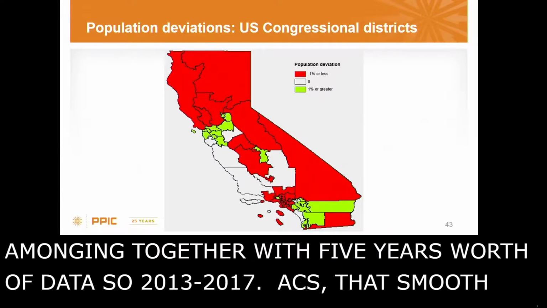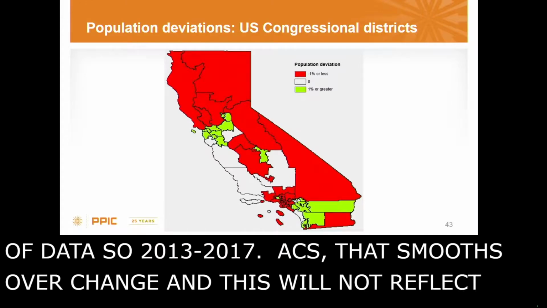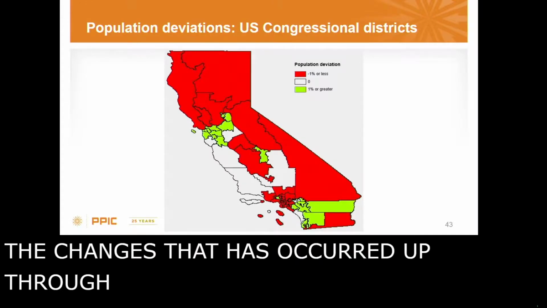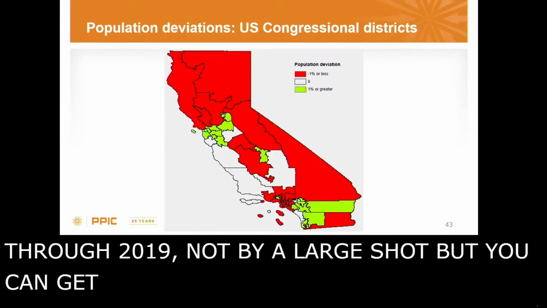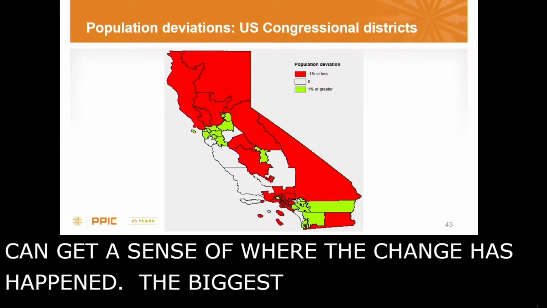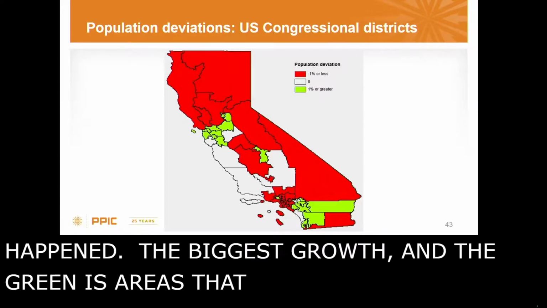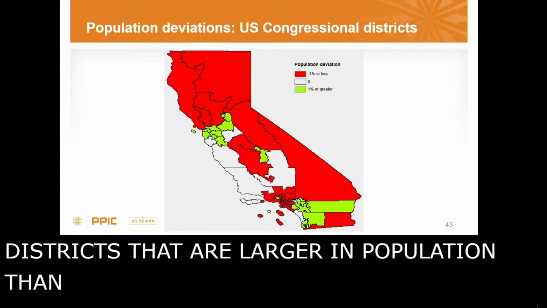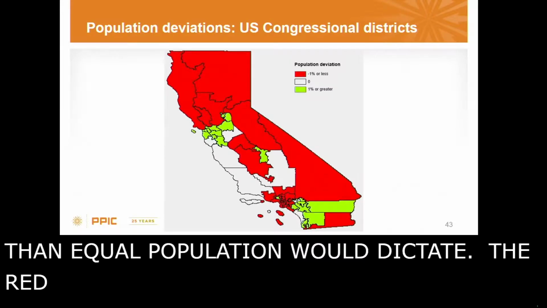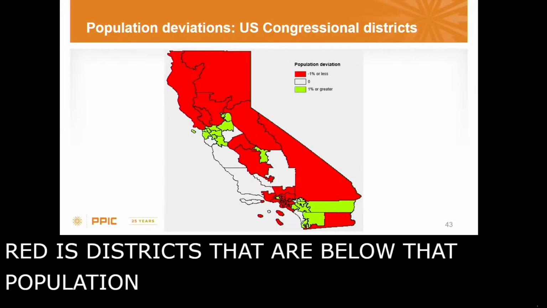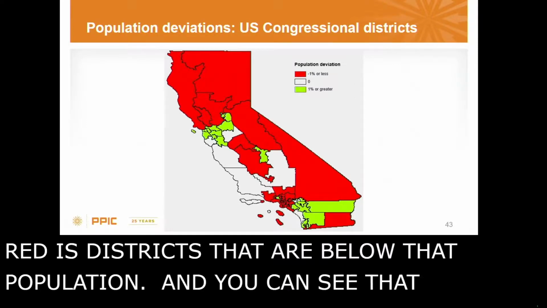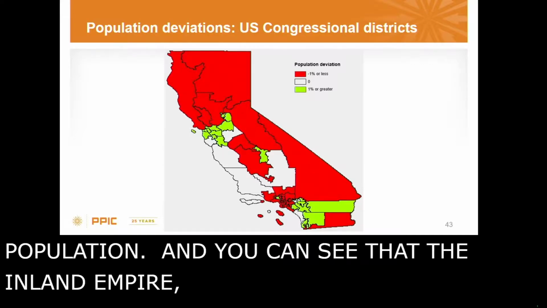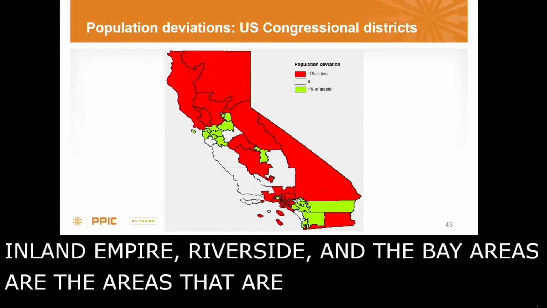This is not going to reflect all the change that has occurred up to 2019, not by a long shot. But you can get a sense of where the change is happening. The green is districts that are larger in population than equal population would dictate. The red is districts that are below that population. And you can see that the Inland Empire, so Riverside and San Bernardino counties, and the Bay Area are the areas that are growing the most. They're the most out of whack in terms of population.